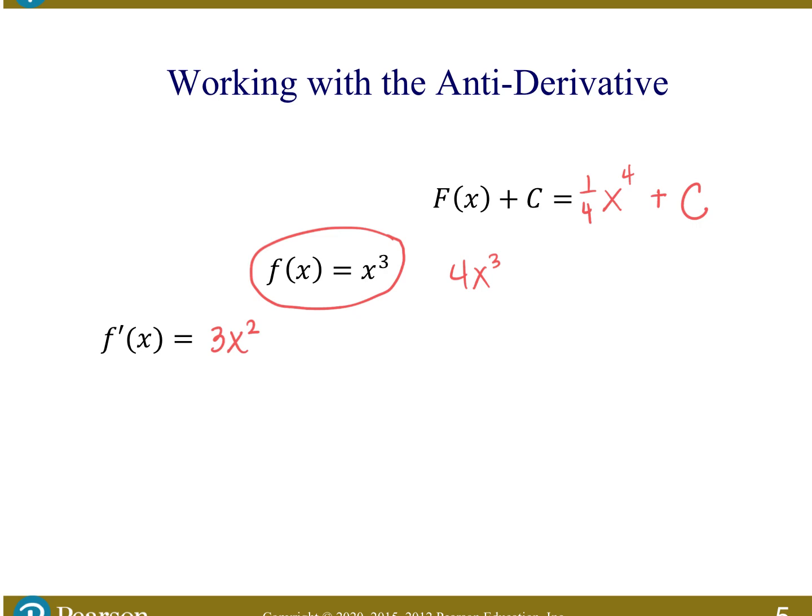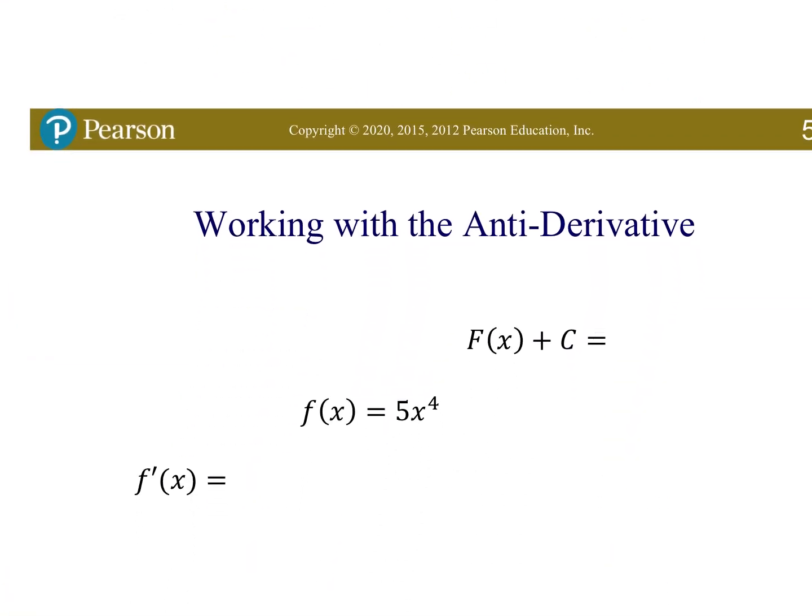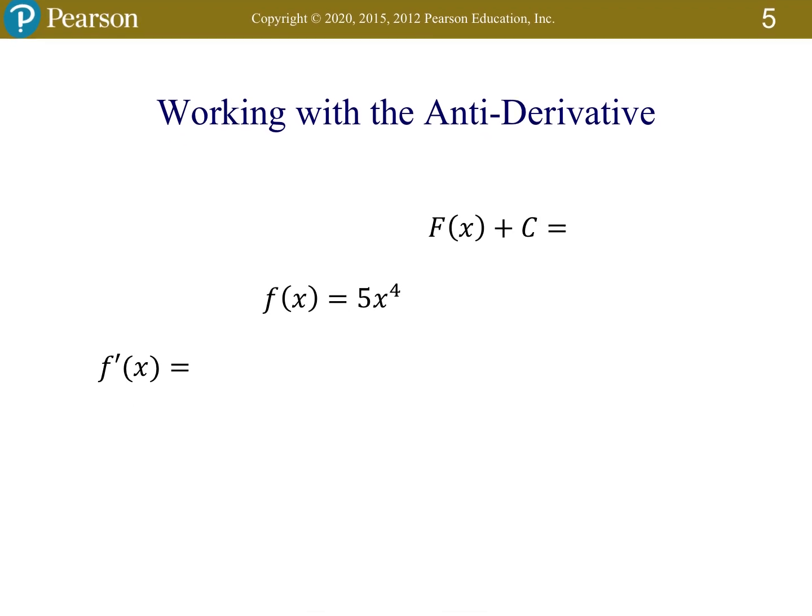Okay, let's try another one. So we start with 5x to the fourth. Our derivative is going to decrease, and it will be down to x to the third, but what will be the coefficient there? 20. How do we get the 20?